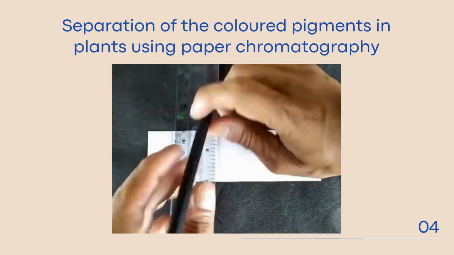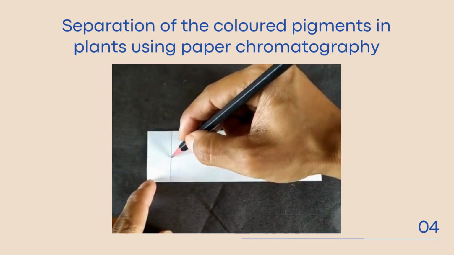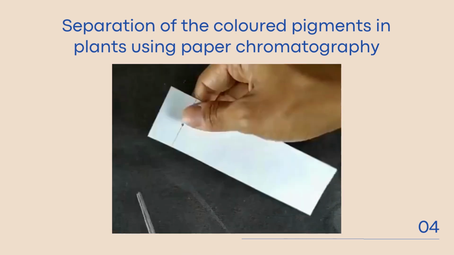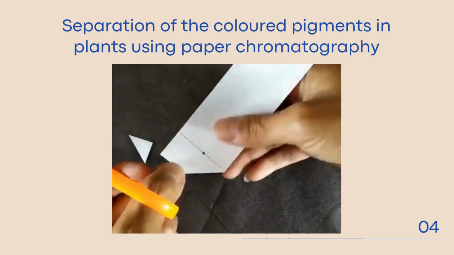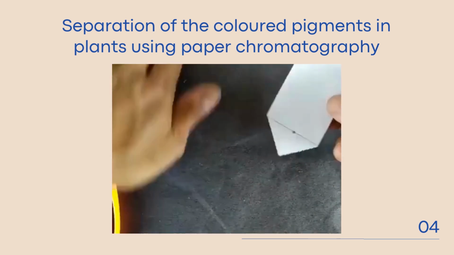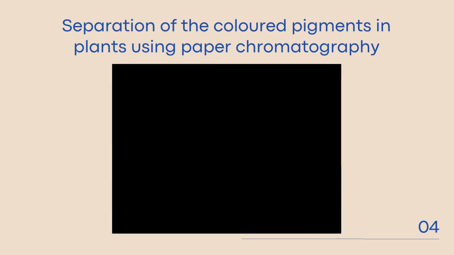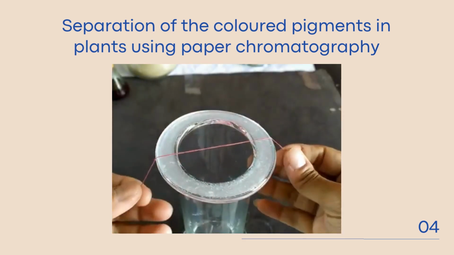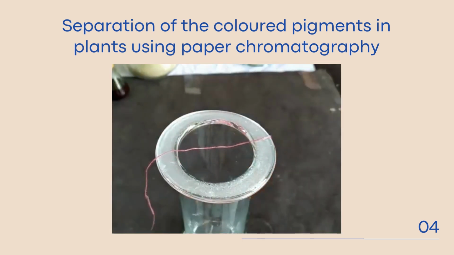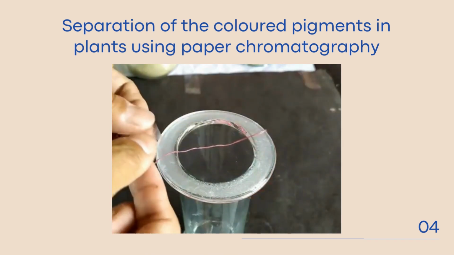Draw a pencil line about 1 centimeter above one end of the paper. Make a V-cut below the pencil line like so. Meanwhile, take the chromatography jar and stretch a thread across the diameter of the mouth of the jar and secure with sellotape.